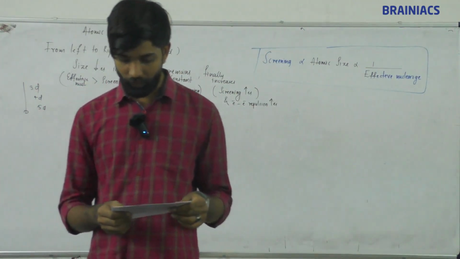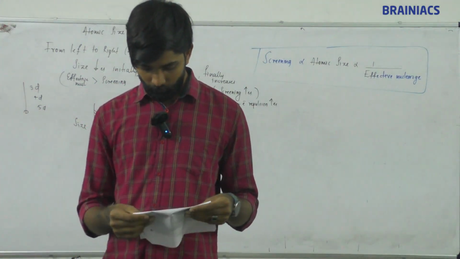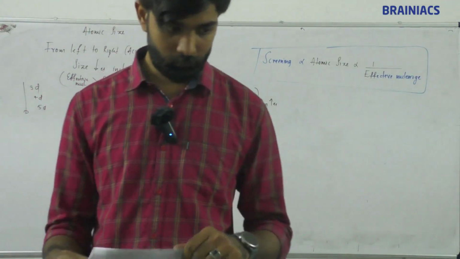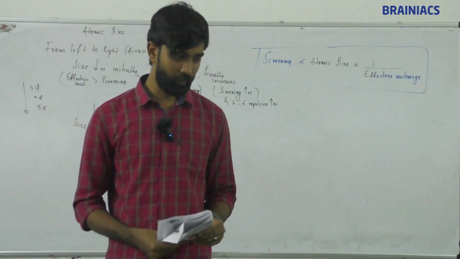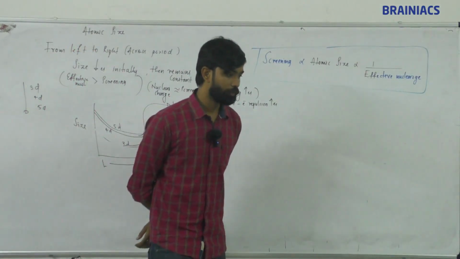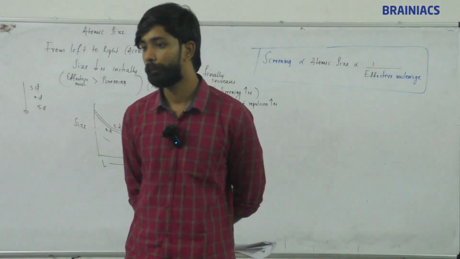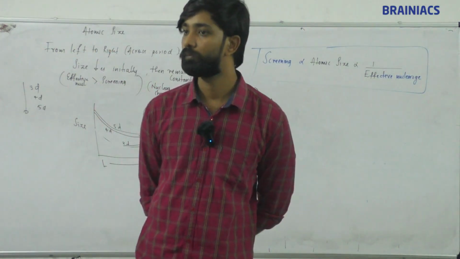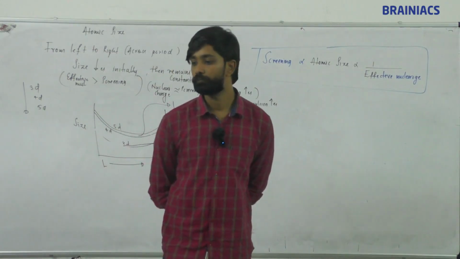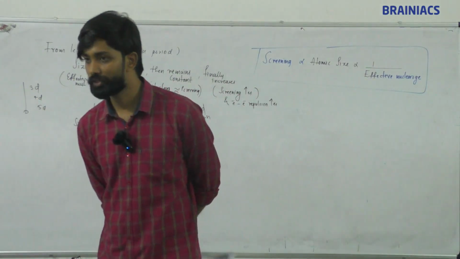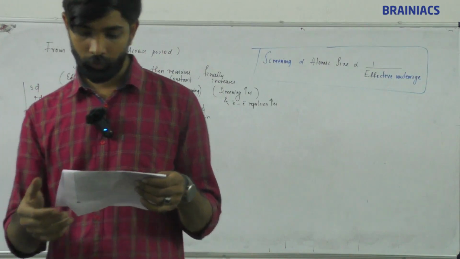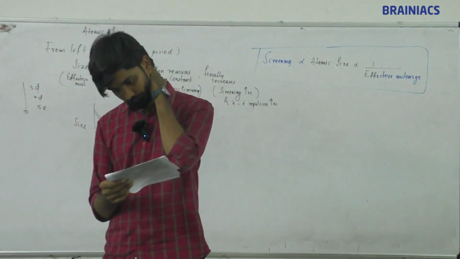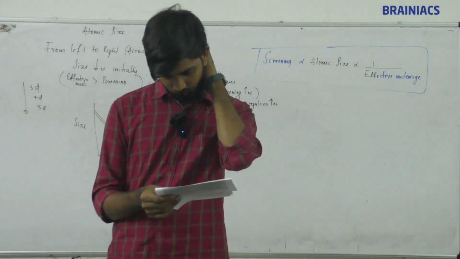But the difference of IE between neighboring members is low. Write the reason in the bracket: due to similar size. Ready?